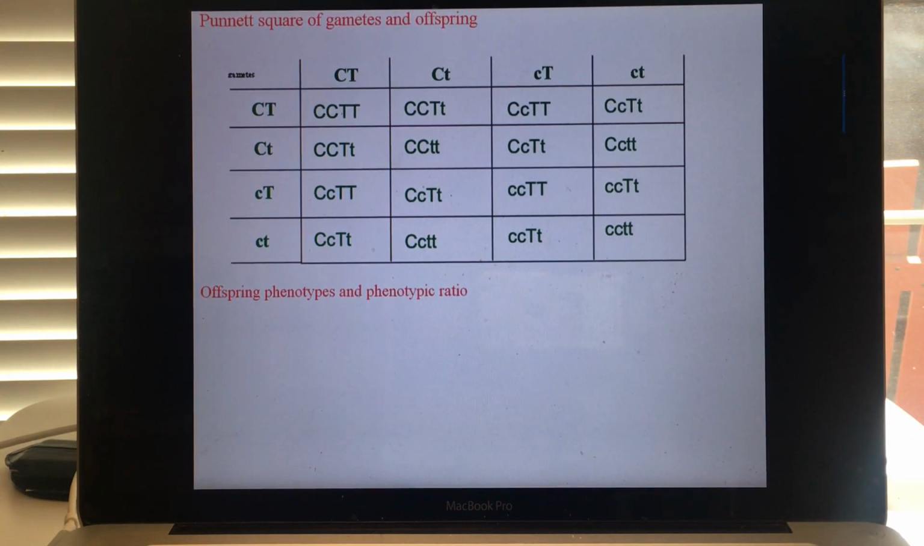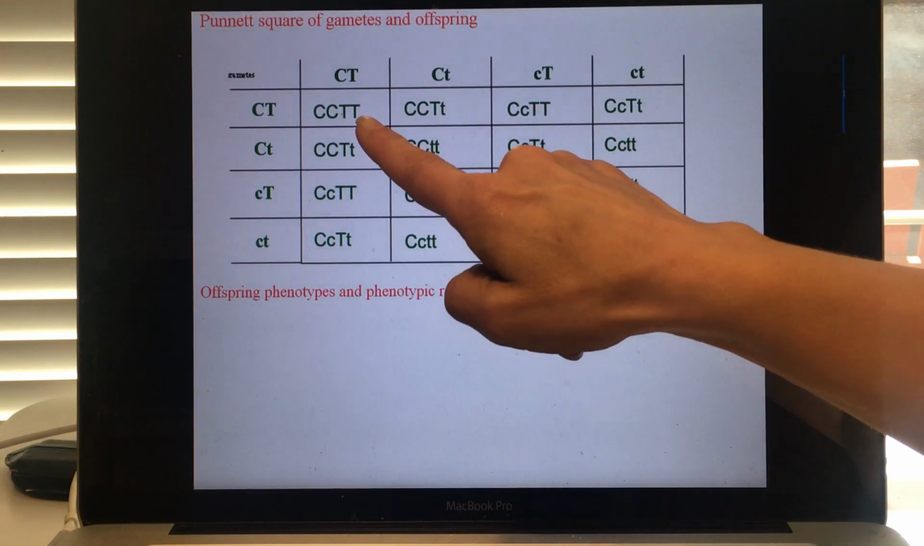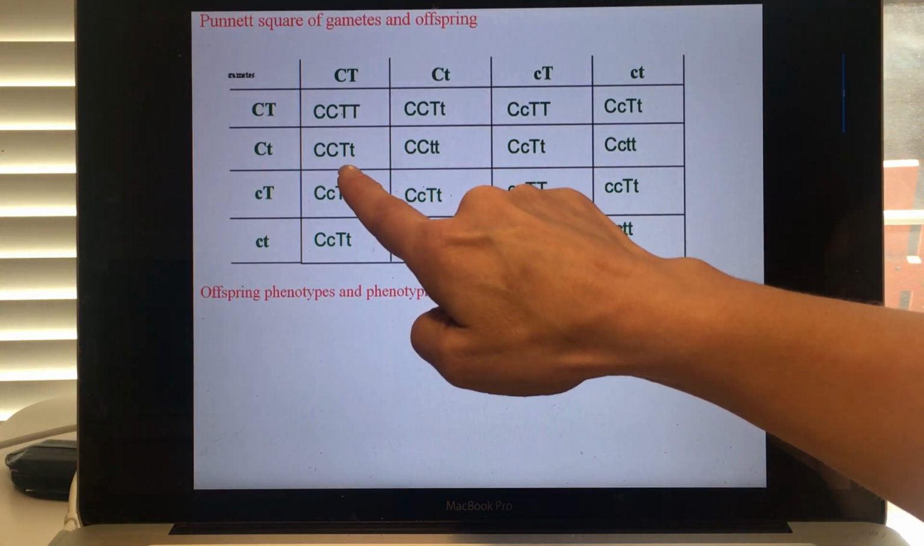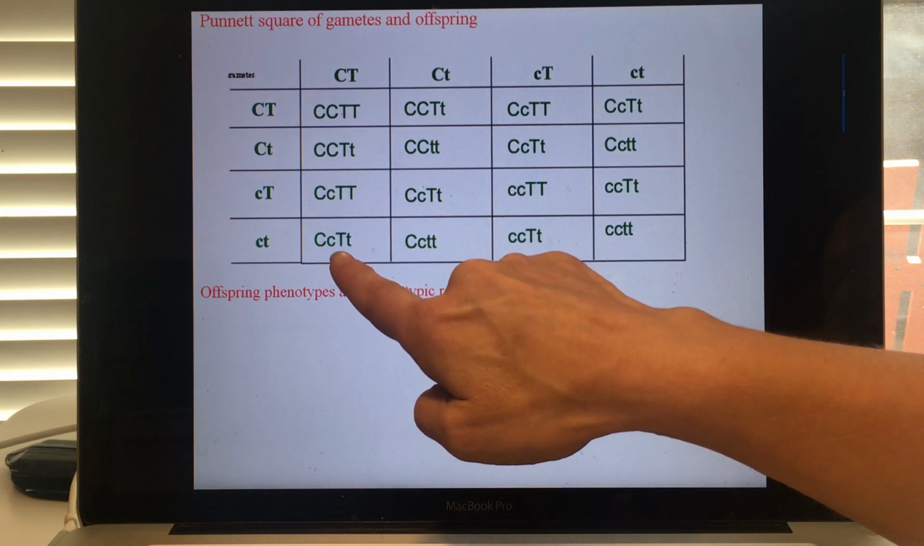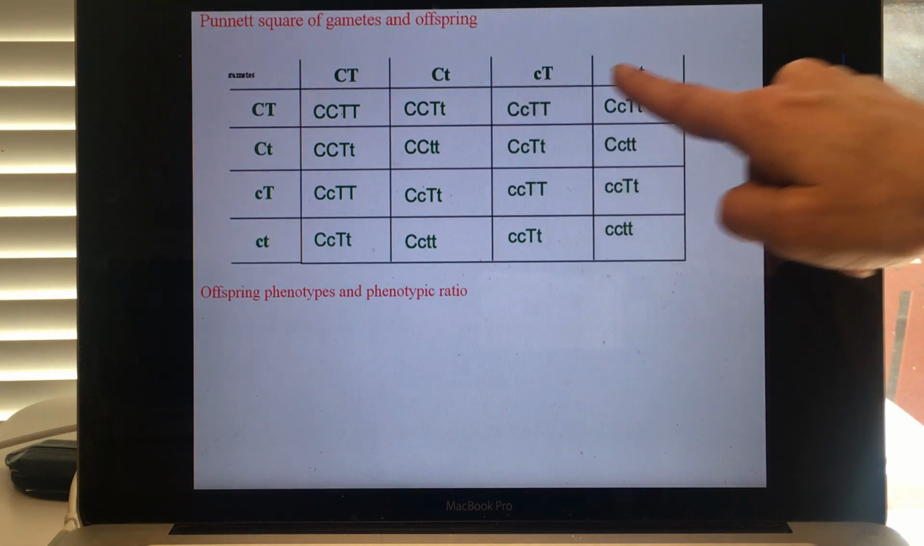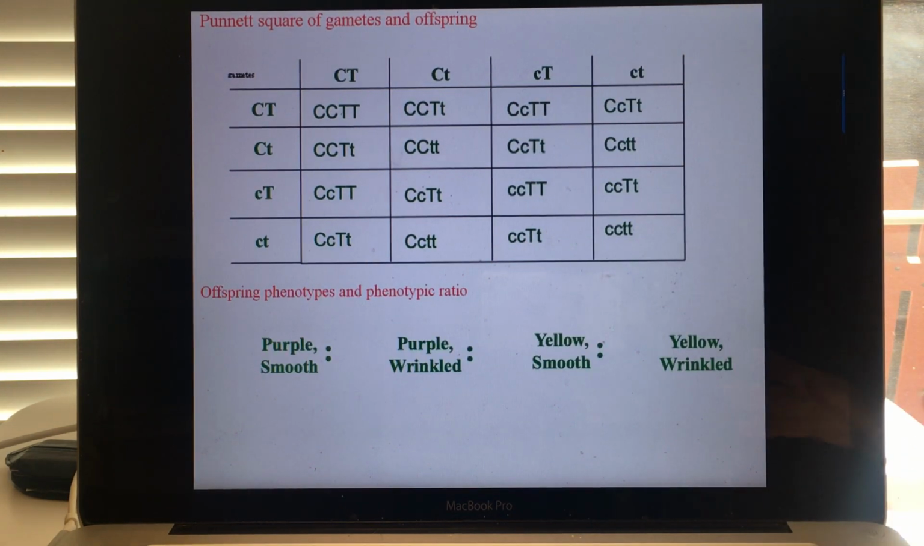So now it's just a matter of figuring out the phenotypes and counting. So this one would be purple and smooth. This one would be purple and smooth, and this one would be purple and smooth, and this one would be purple and smooth. And you have 4 different possible phenotype combinations. You have purple and smooth, and purple and wrinkled, yellow and smooth, and yellow and wrinkled.